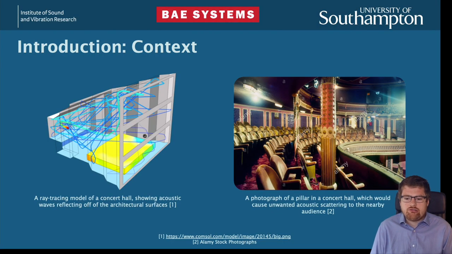Acoustic scattering describes the interaction between an object and a sound field. This could be an architectural pillar in a concert hall, for example, interfering with the sound field generated by the PA system. As the sound waves travel from the PA system through the space, they hit the pillar and bounce off. You get a scattered field. Any audience member sat nearby will hear the direct sound from the PA system and the reflected sound from the pillar. This will reduce the intelligibility and the audio quality.